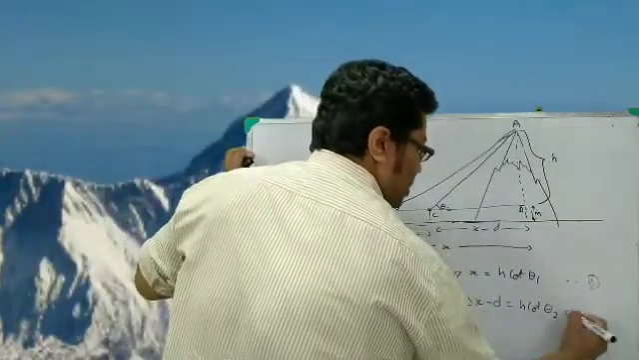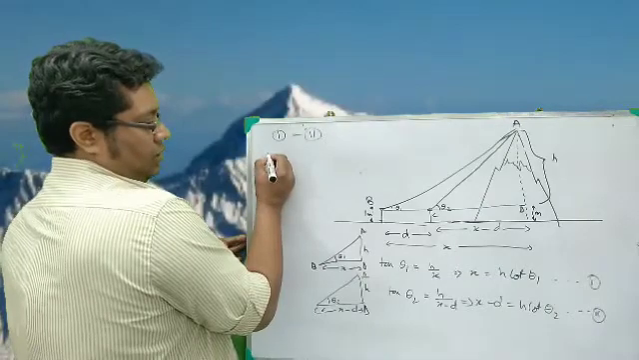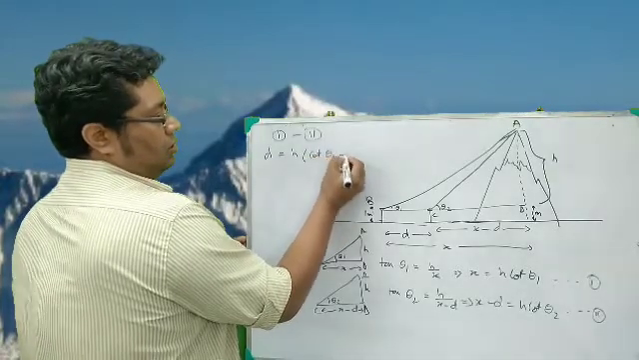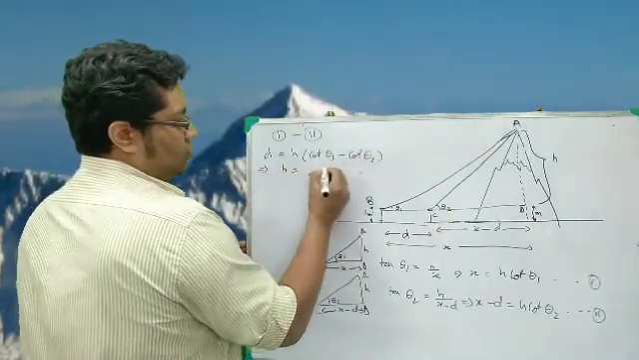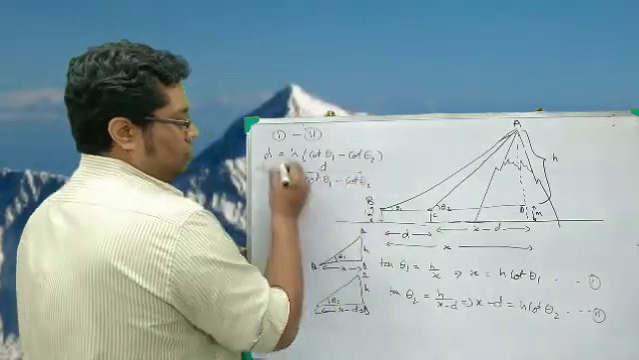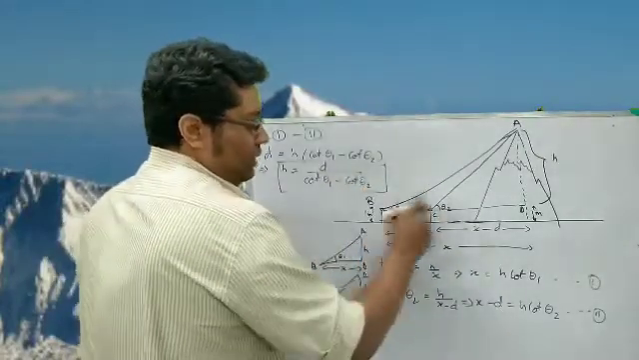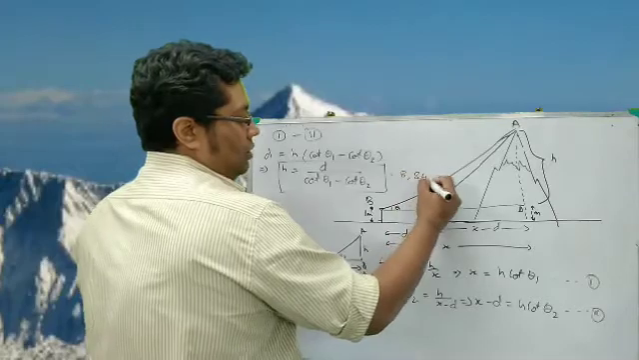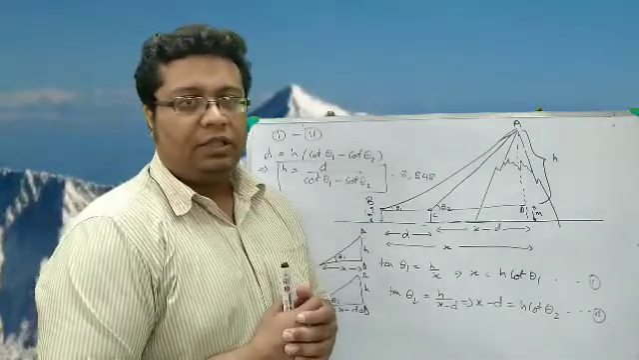Now let's name this equation 1, and let's name this equation 2. If we subtract 2 from 1, on the left hand side we get d, on the right hand side we get h times cot theta1 minus cot theta2. So from here we get h is equal to d divided by cot theta1 minus cot theta2. So as Radhanath Sikdar knew the distance between these 2 points and the angles that he had measured, he just put them in and found the value of h to be 8,848 meters. And that is how he calculated the height of the Everest.